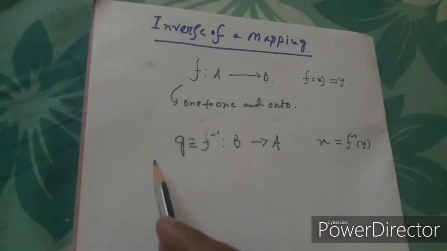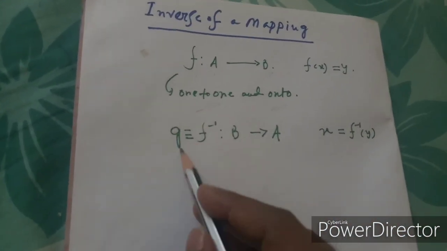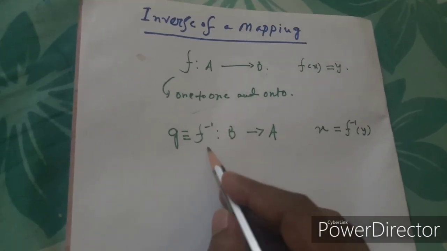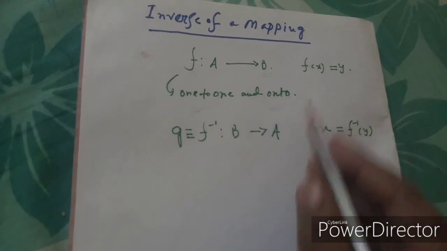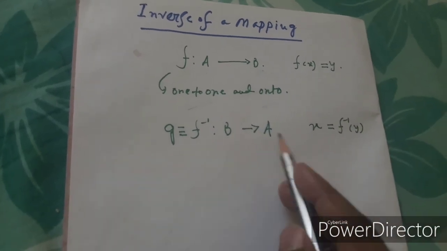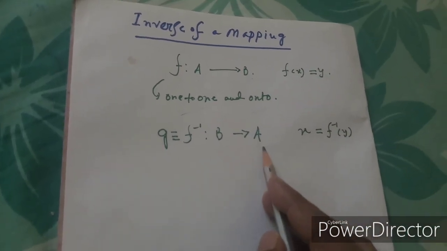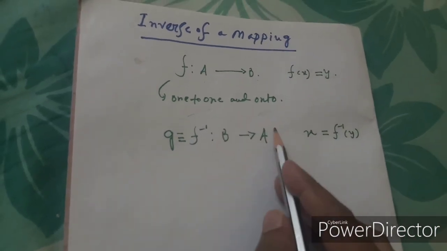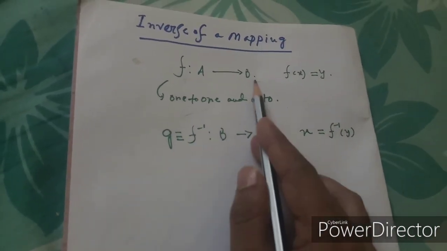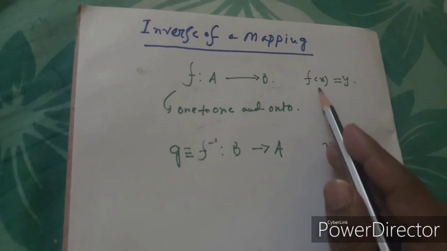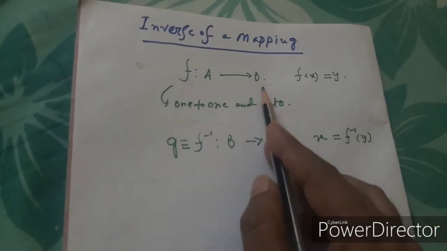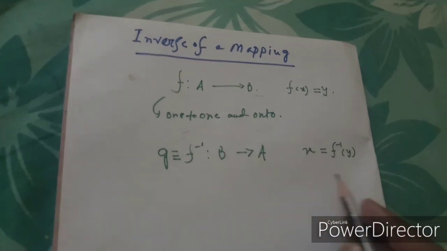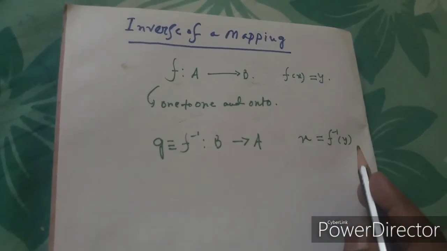Then there exists a mapping g, or call it f inverse, from B to A. That means from B to A. And that mapping is called the inverse of the mapping f. Now if we write f(x) equals y for the mapping f, then for f inverse we have to write x equals f inverse of y.